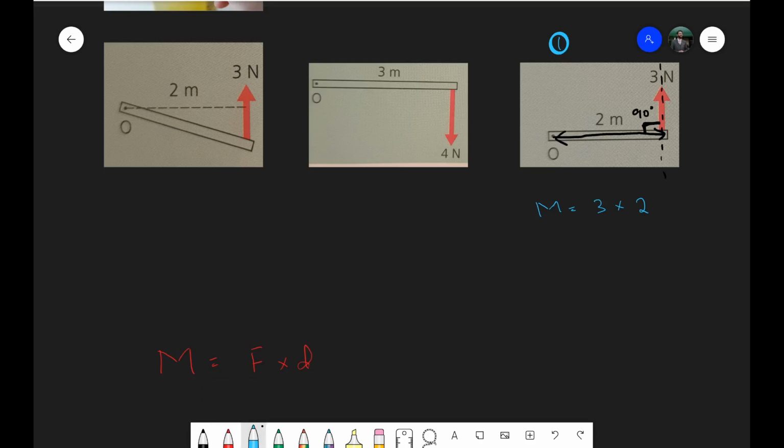So the moment that we find is 3 into 2, 6. What would be the units of this moment? Well, the units of a force are Newton, and the units of distance are meters. So the units of moment will be Newton meter. And you can see that this moment is going to rotate our beam or the arm or this rod in an anti-clockwise direction.